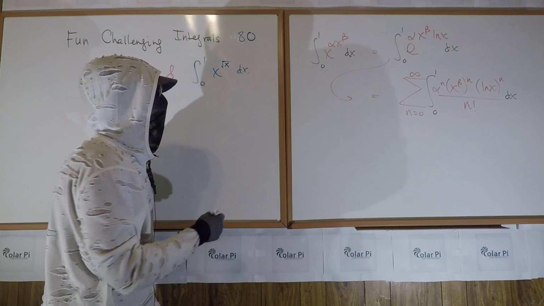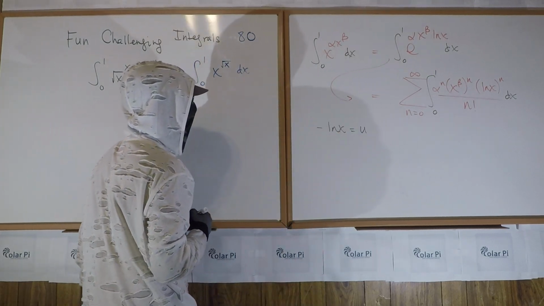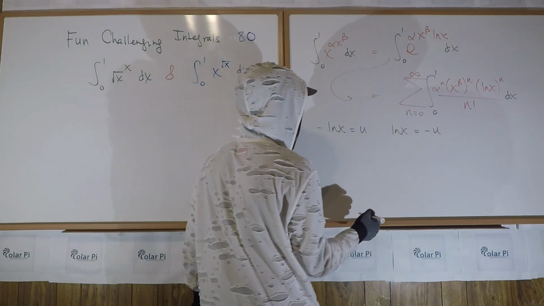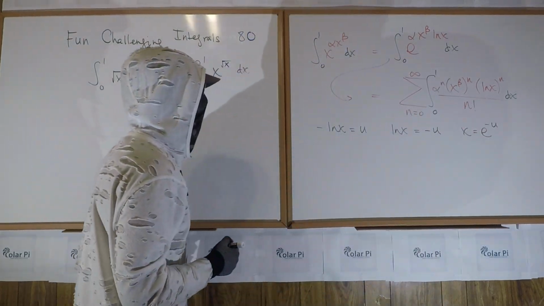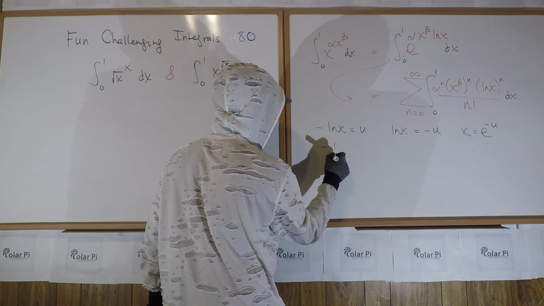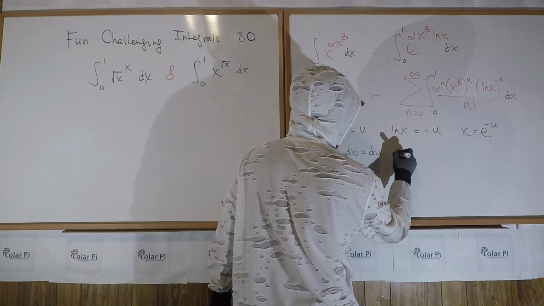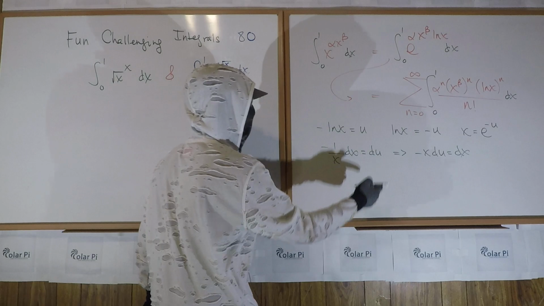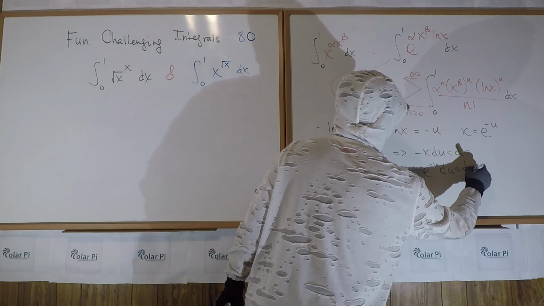Next, let's make the following substitution. Let's let negative natural log of x equal u. Then that means that the natural log of x is equal to negative u. And that means that x is equal to e to the negative u. Furthermore, from here we get that negative 1 over x dx is equal to du, which implies that negative x du is equal to dx, but x is e to the minus u, so negative e to the minus u du is equal to dx.